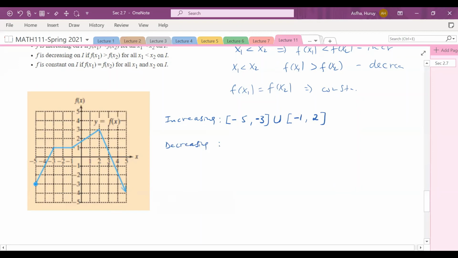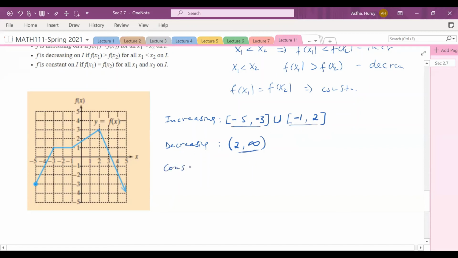It's decreasing on this interval only, right? So that interval is from 2. Well, I'm just looking at the x value. At this point, x is 2, and then it's going all the way to infinity. So I just put this one. The function is decreasing on this interval, and it's increasing on this interval and this interval, both of them.